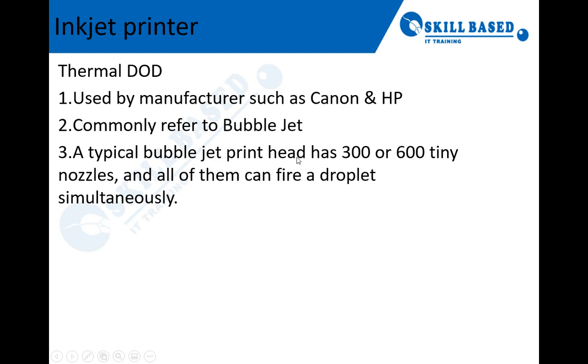A typical bubble jet has a print head, and inside the print head there are a lot of nozzles. The nozzle is a microscopic fire exit. A print head will have 300 to 600 microscopic nozzles, very fine and very small, and all of them can fire a droplet simultaneously when I need them to fire.